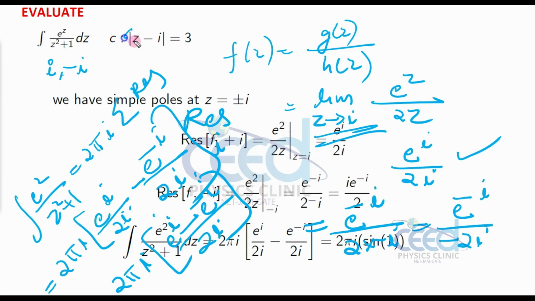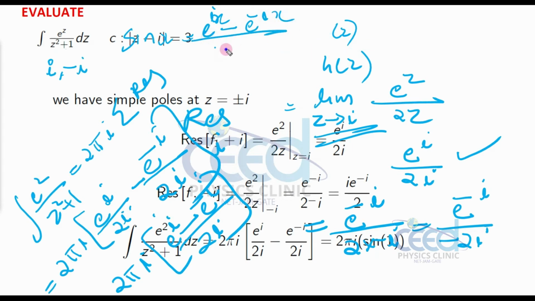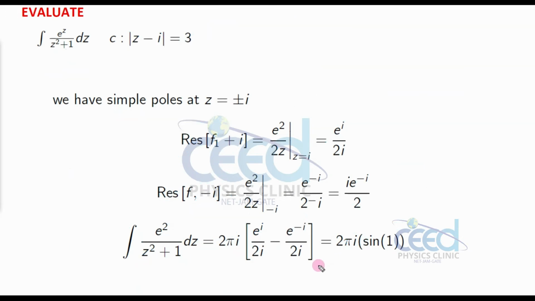Sin x value is e raised to ix minus e raised to minus ix divided by 2i. Okay, using this formula I can write this as 2 pi i into, here instead of x we have 1, so sin 1. Okay, so this will be the answer, 2 pi i into sin 1, right? Okay, so we have to calculate the residue at 2 points i and minus i. Then you have to calculate 2 pi i into sigma residue. Then you can write in this form.